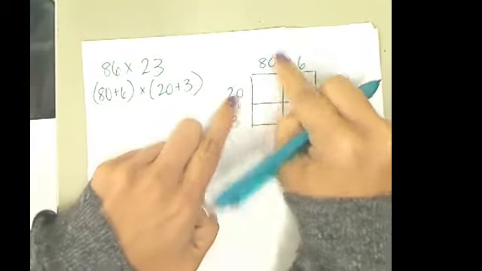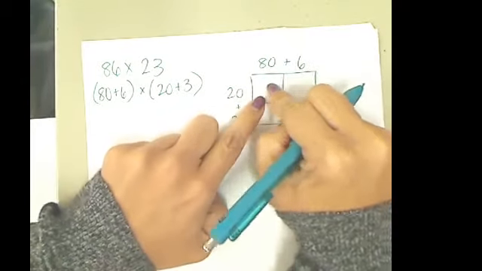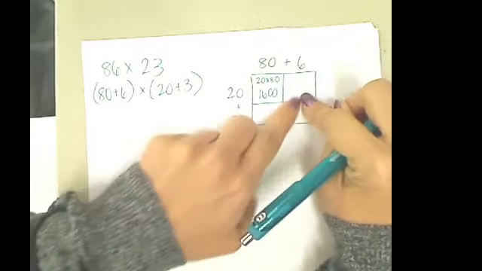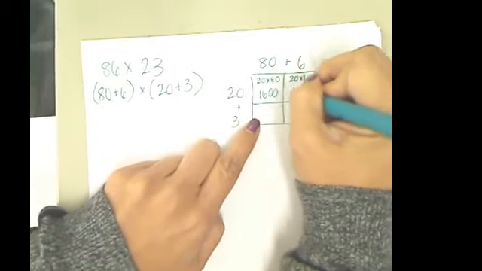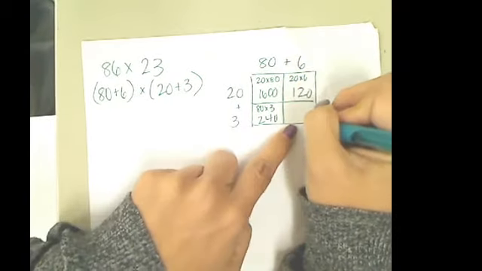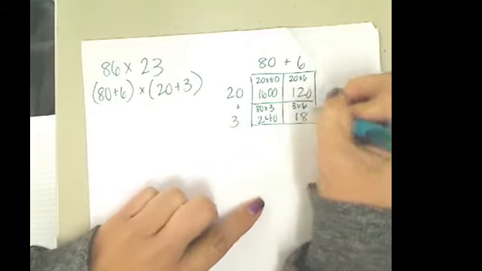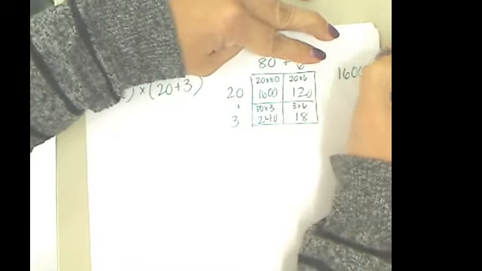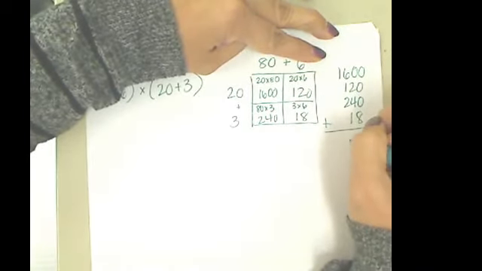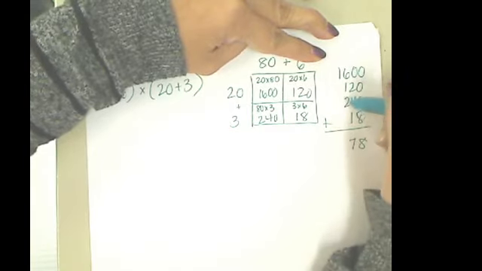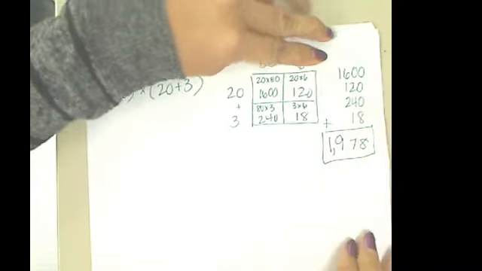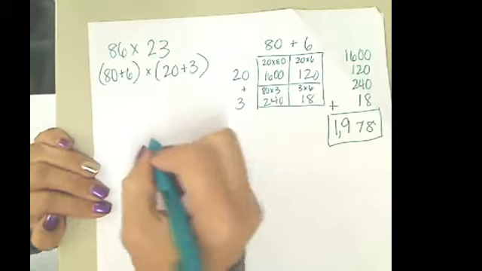Now I'm going to multiply to get all of my partial products. So this is 20 times 80, 16, 2 zeros, 20 times 6, 80 times 3, 3 times 6, and that's 18. And then if you add them all together, my product is 1,978.